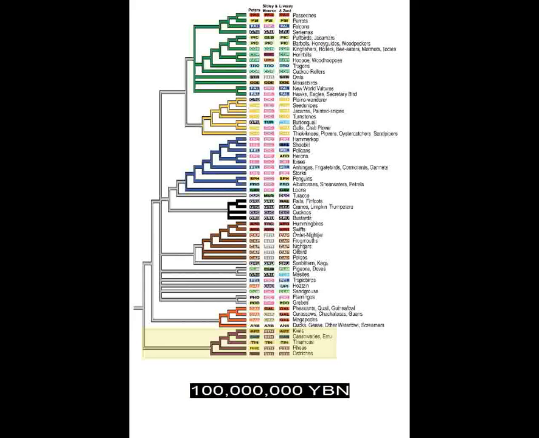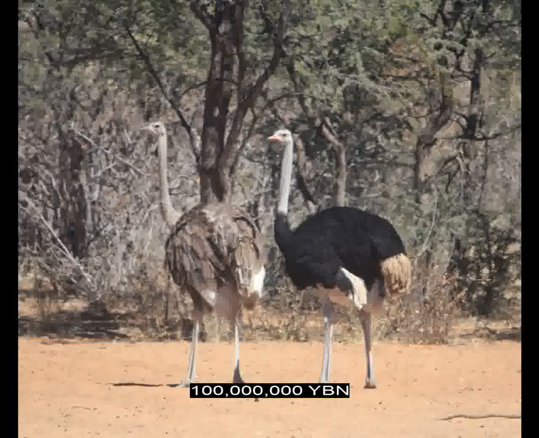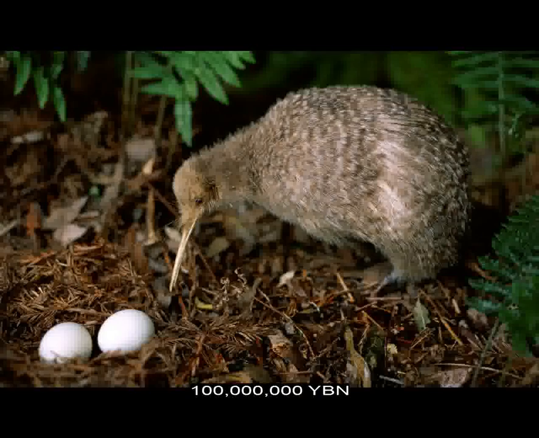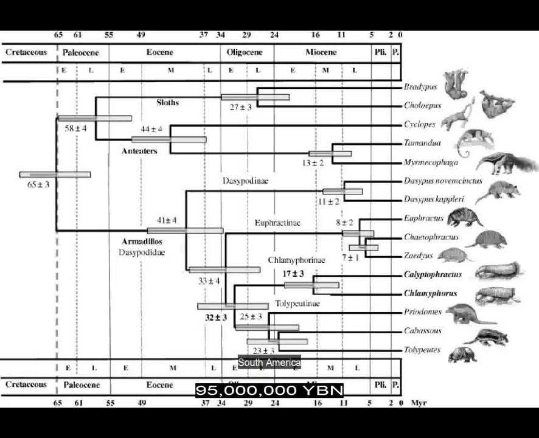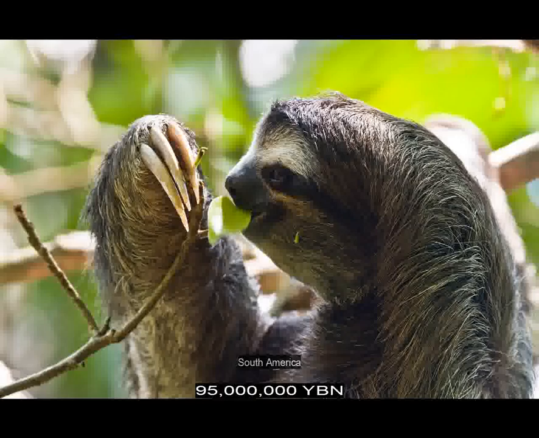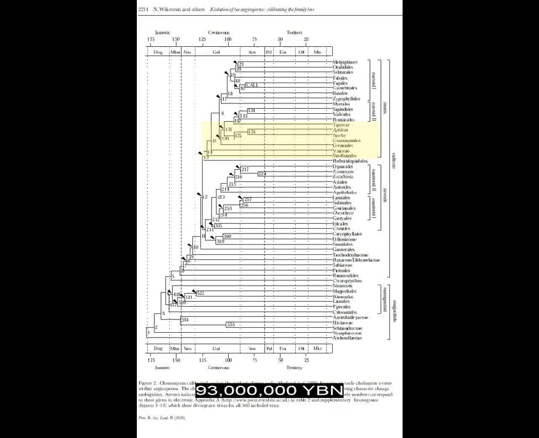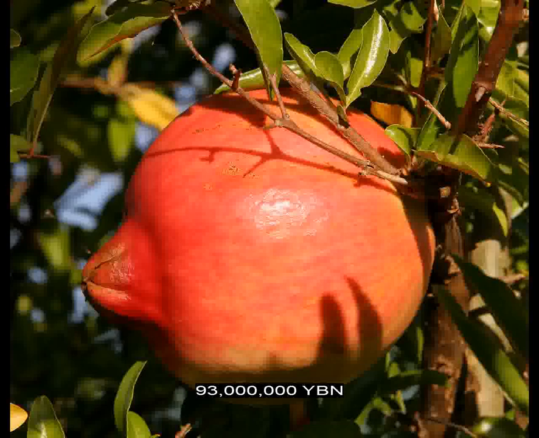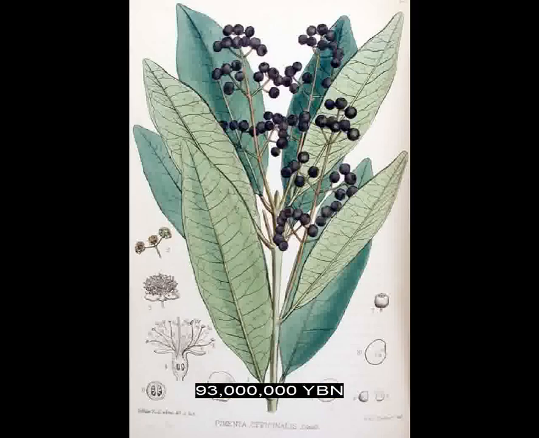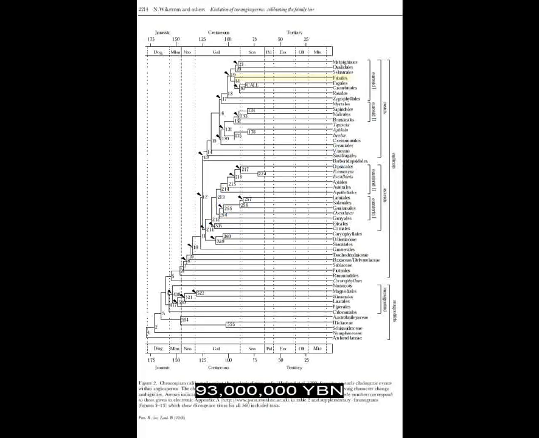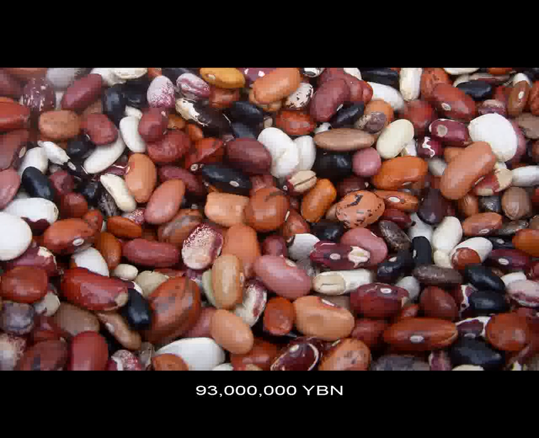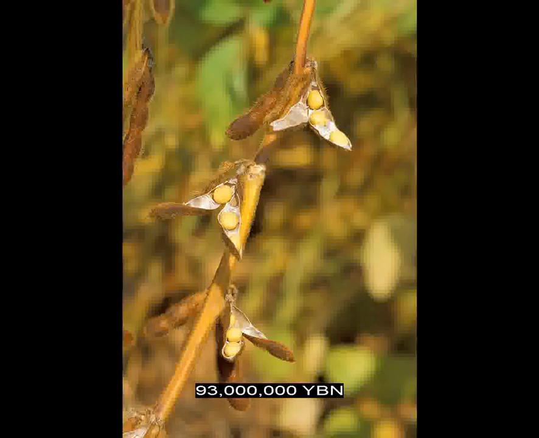The birds ratites evolve, the ancestor of the ostrich, emu, cassowary, and kiwi. The Eutheria xenarthrans evolve, the ancestor of sloths, anteaters, and armadillos. The angiosperms rosids evolve. Basal rosids include the pomegranate, clove, guava, allspice, and eucalyptus. The rosids fabales evolve, the ancestor of beans, pea, peanut, soy, and lentil.